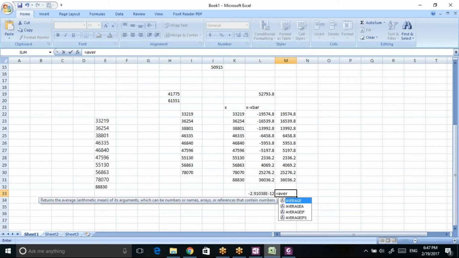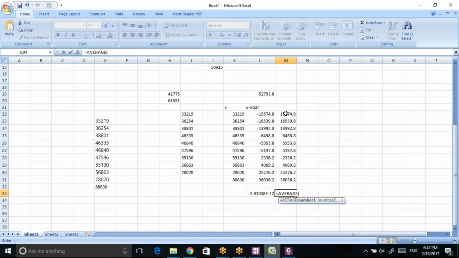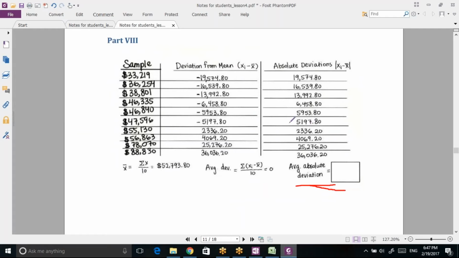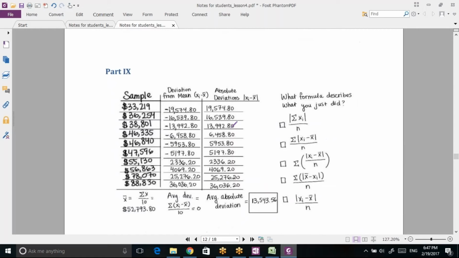AVERAGE, tab, then these values and bracket, that's it. 13543.56 is the average absolute deviation, right? So this is one more measure of variability, the average absolute deviation. Okay, but we don't use it very frequently, we use another way. Now I'm ignoring this question, it's just the formula.